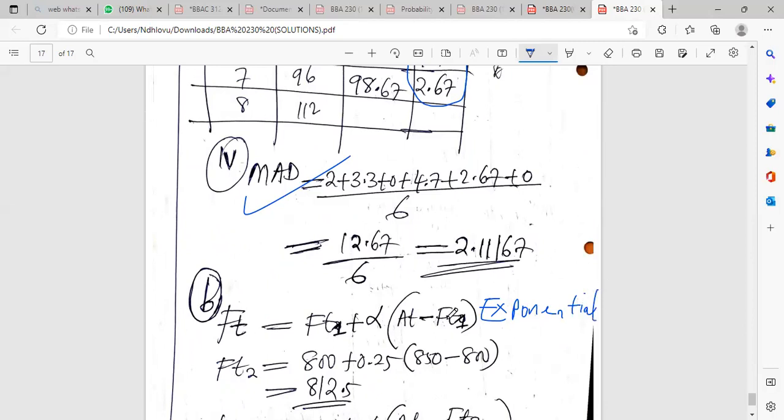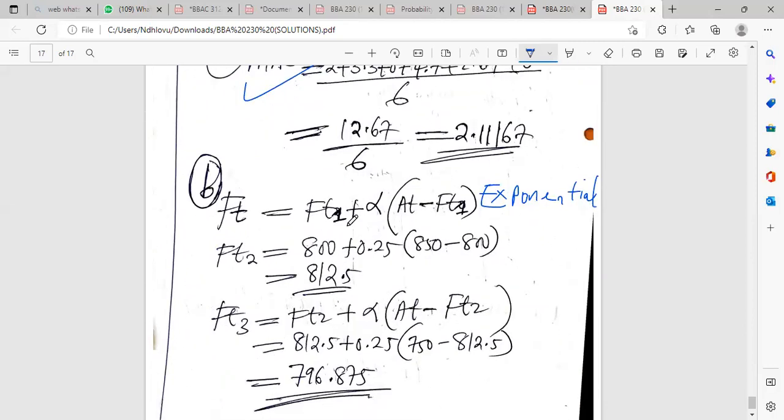So under exponential smoothing, what it means is that we need to find the forecast for the next period based on historical data. So this is FT1. Here FT2 will depend on the old forecast, which means that for you to pass an exam, it will depend on if you have passed an exam before. So forecast for 2 will be forecast for 1 plus alpha, which in the question the examiner will give, times AT, the observed value, minus FT1.